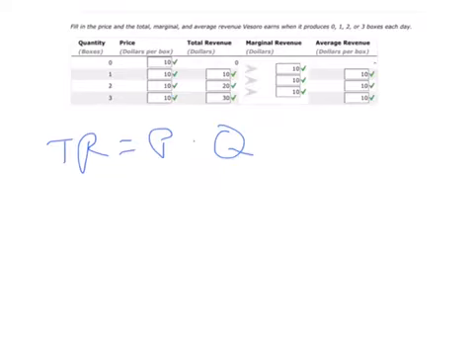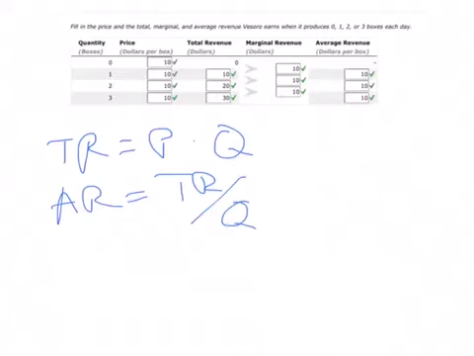Average revenue is just total revenue divided by quantity. So again, in this case, it will always be $10. So this is the rule for a perfectly competitive firm. It'll always be $10.